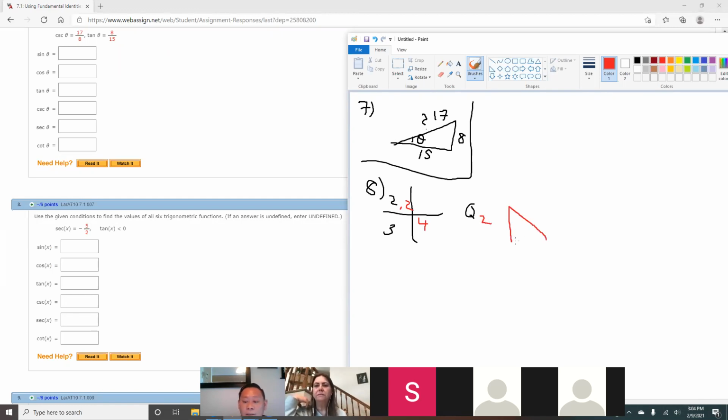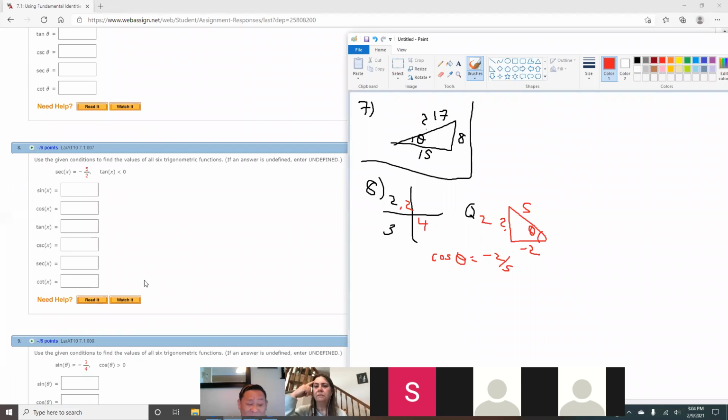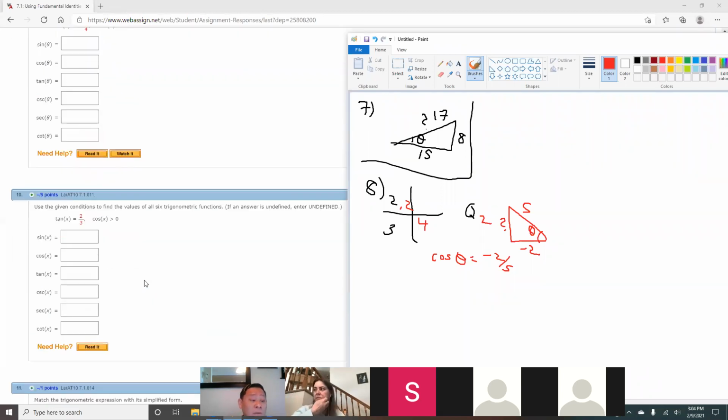In this quadrant 2, secant is the opposite of cosine. So cosine theta will be what? Negative 2 over 5. So negative 2 is the adjacent, 5 is the hypotenuse, and then you use the Pythagorean theorem to figure out the opposite, and after that, SOHCAHTOA the whole thing. It's pretty much the same thing you guys did in 6.3.